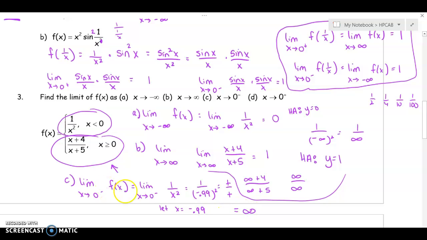We know that because there is a vertical asymptote at 0, that's not going to cross the vertical asymptote. It's either going to approach positive infinity or negative infinity. So we plug that value in to see what we end up with, and we get positive infinity for that. And then D, we're going to do the same thing, except it's going to be the limit as x approaches 0 from the right.